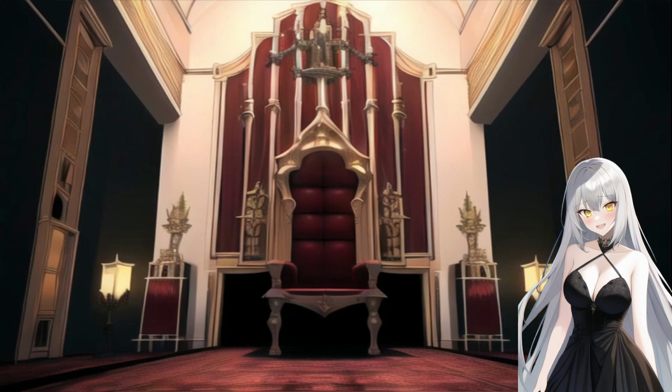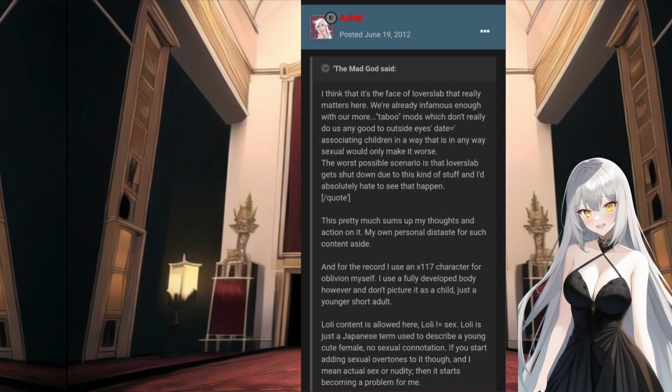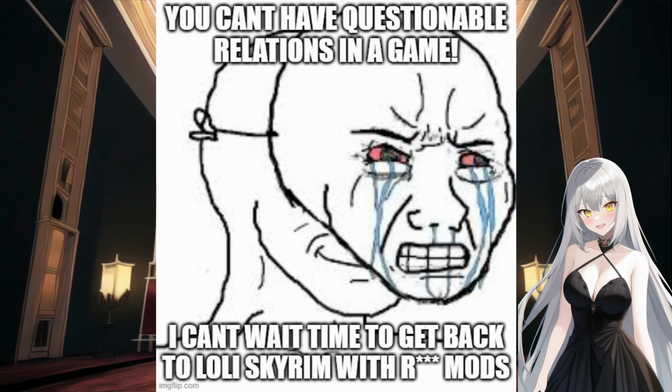In the case of Loverslab, they are very hypocritical with this stance given the site currently hosts the lowly mods for Skyrim, which this is entirely known by the moderators given this message from an admin named Ashel, where she justifies it by saying she doesn't picture it as a child so it's okay, but if you do it's a problem. So a lowly sex mod for Skyrim is okay as long as you picture it as a short adult, but if you accurately translate the purely platonic text between a preteen and a 17-year-old it's the worst thing ever. Loverslab's hypocrisy must be boundless.